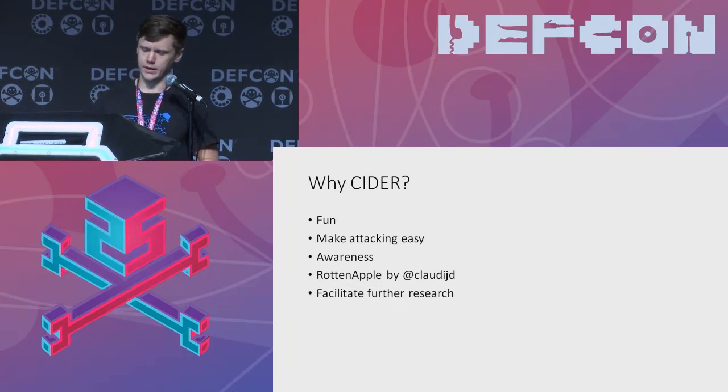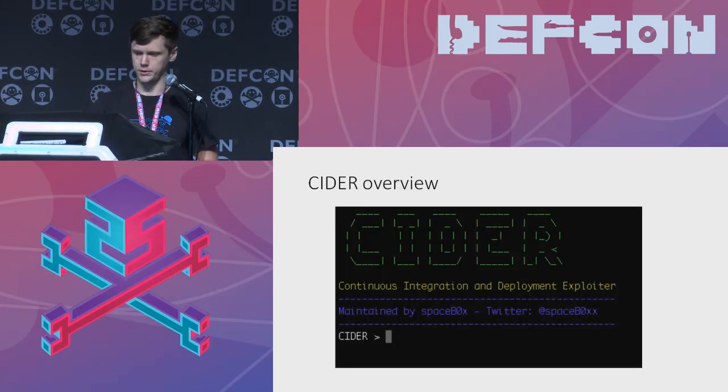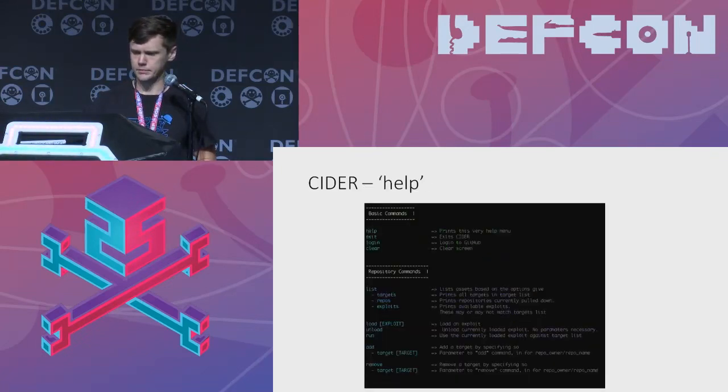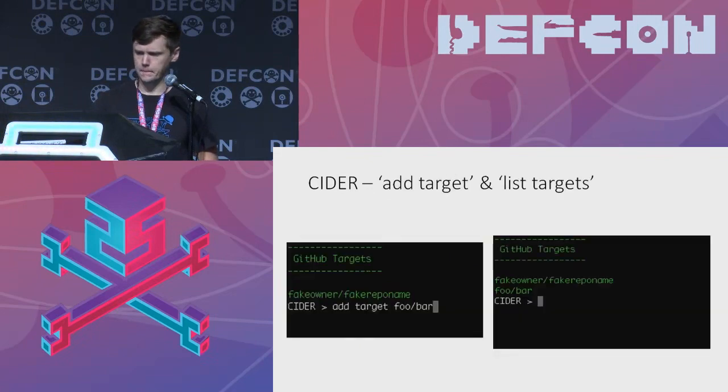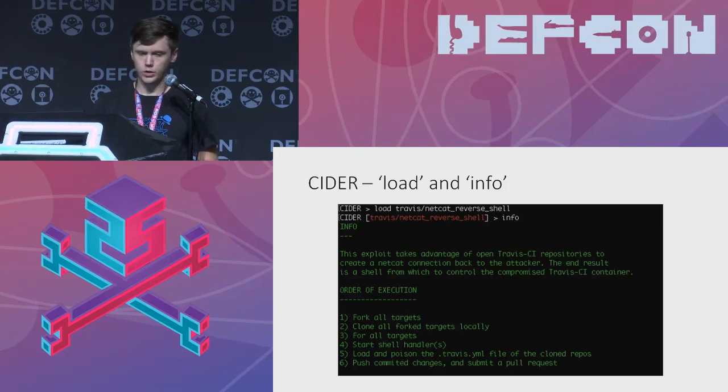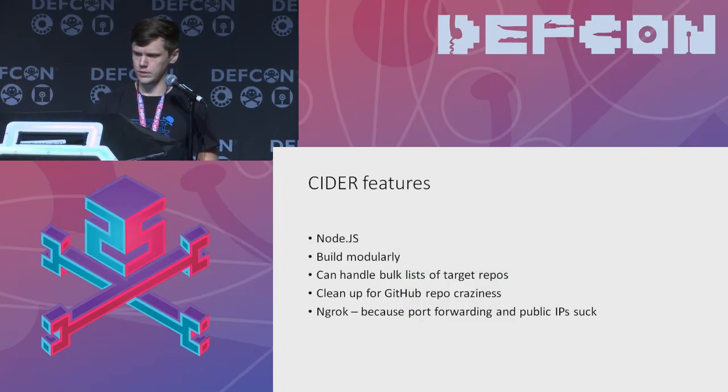But I was really inspired by Jonathan Claudius's Rotten Apple product, and I sort of want to expand upon that and facilitate further research. So I'm not going to go over all the commands, but it's basically a CLI, kind of like a social engineering toolkit, a Metasploit, things like that. And I'll be posting the code after this talk. Basic help menus. Add targets and list your targets. You can load your repository or load your exploit, and actually you can list exploits as well. So list them, find the ones you want, load them up. You can dump some basic information about them and hit run.